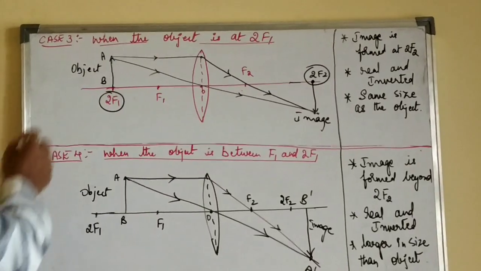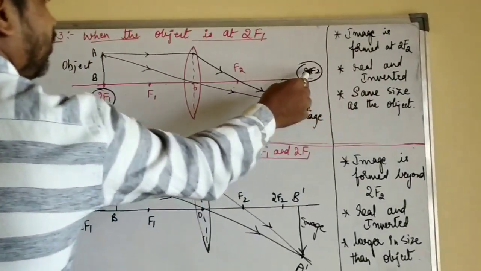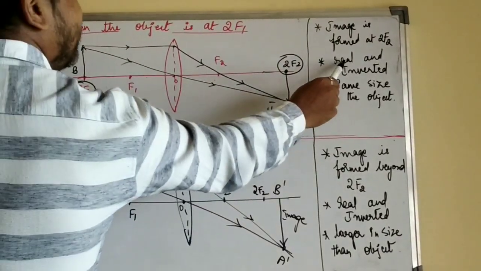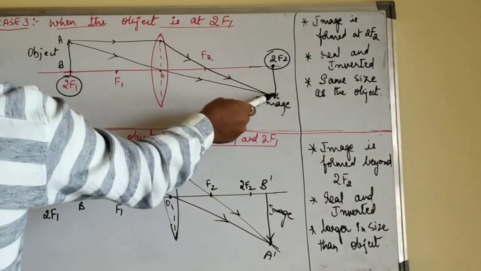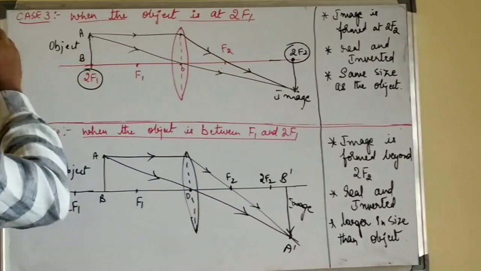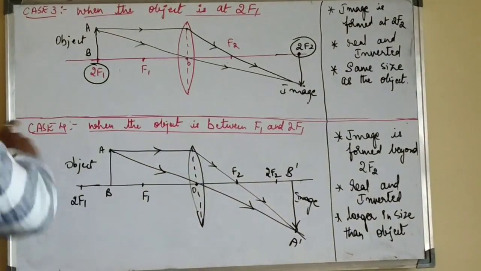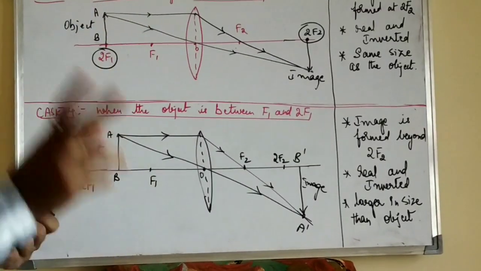Okay. Now, when the object is at 2F1, the image is formed at 2F2 on the other side of the convex lens. The image is real and inverted. The image is of the same size as the object. So, that is case 3. Now, coming to case 4. Case 4 is exactly opposite of case 2.